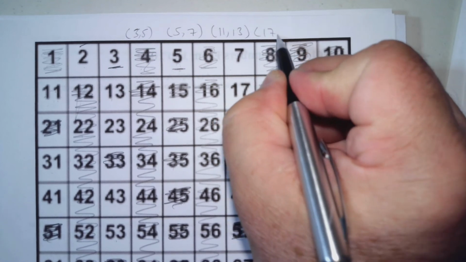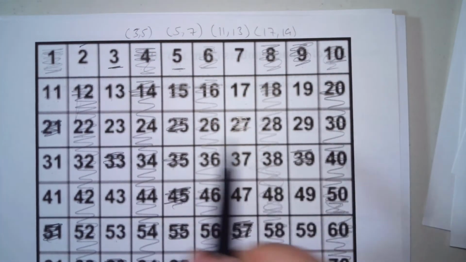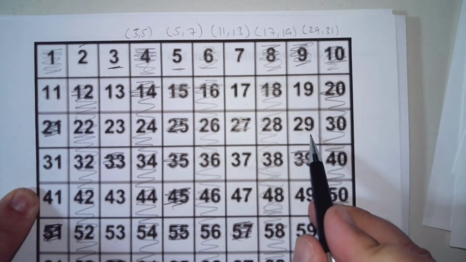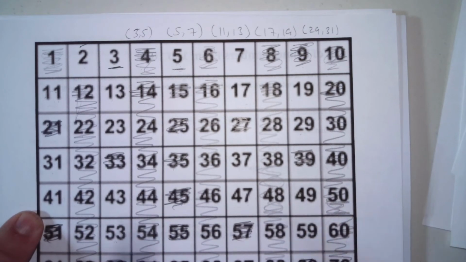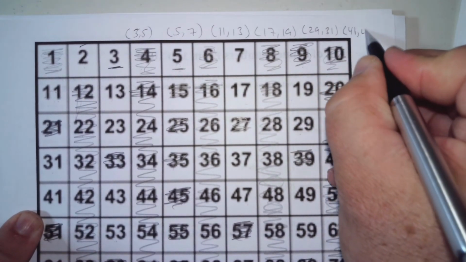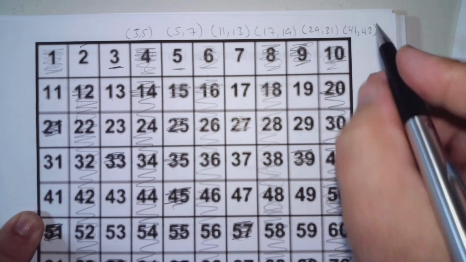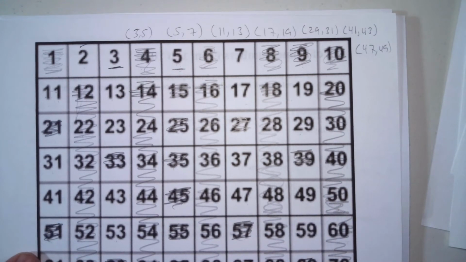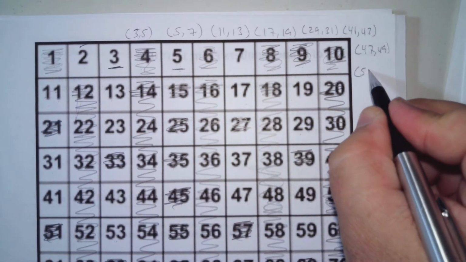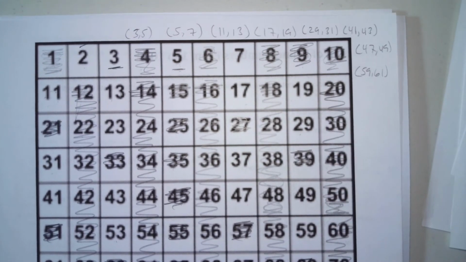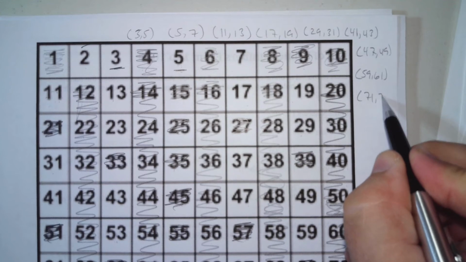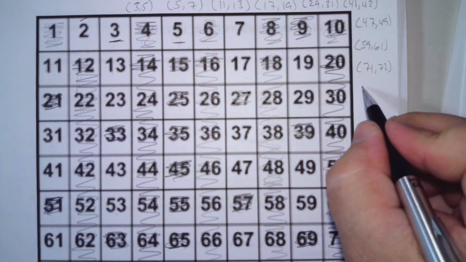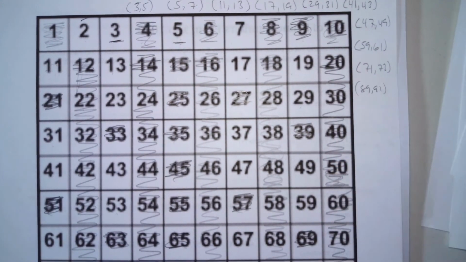17, 19. 29, 31. 41, 43. 47, 49. 59, 61. 71, 73. 89, 91.